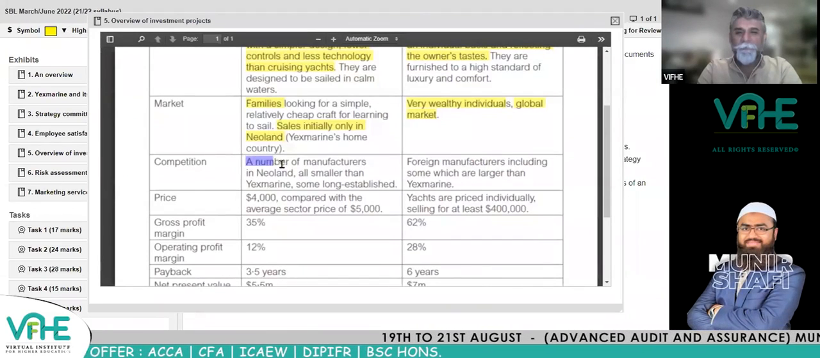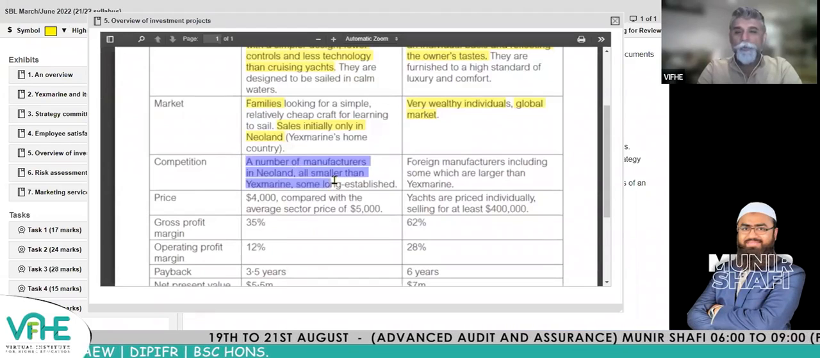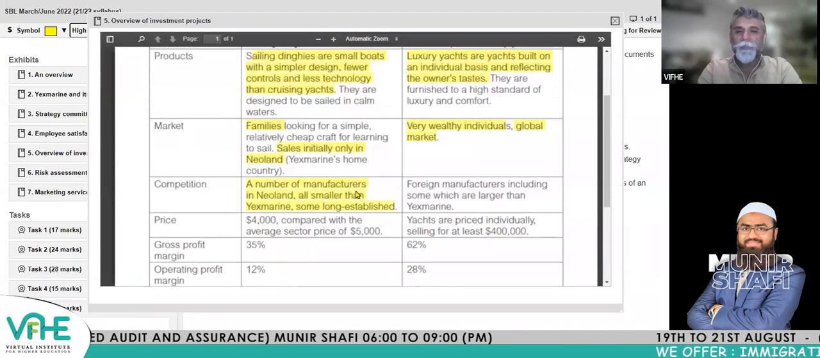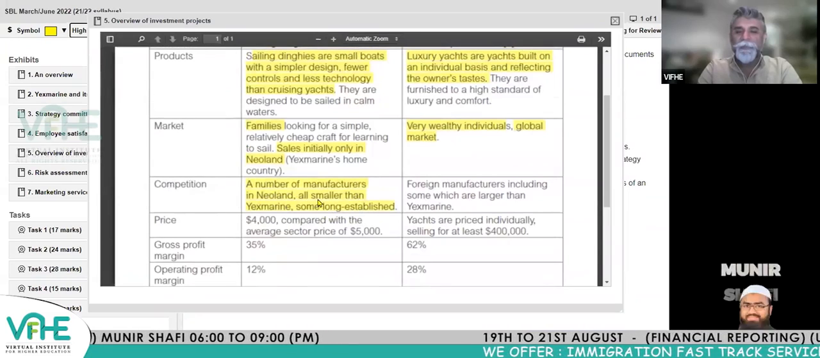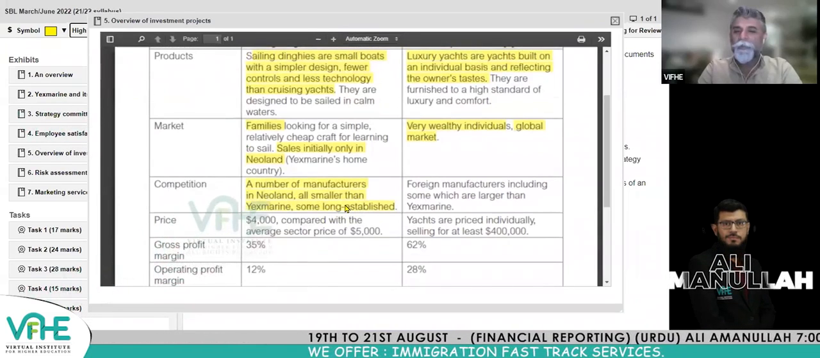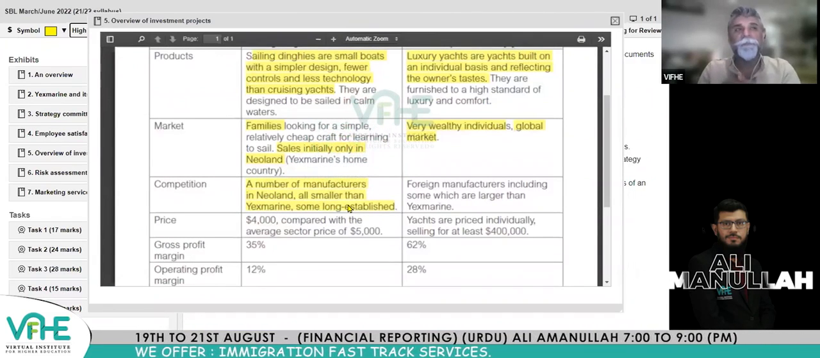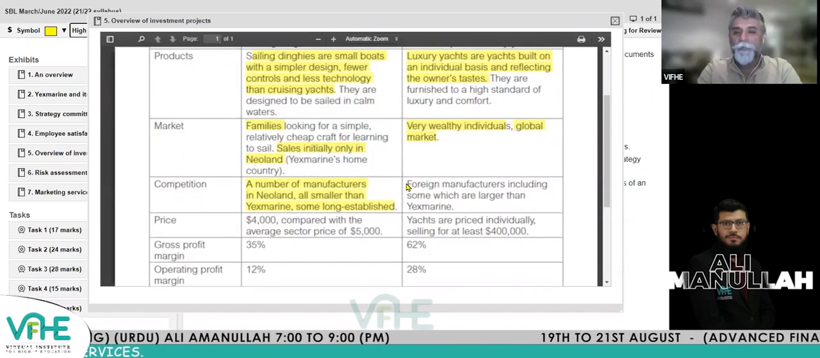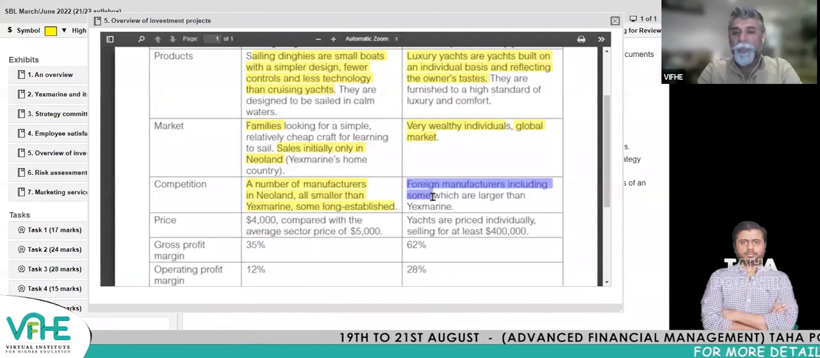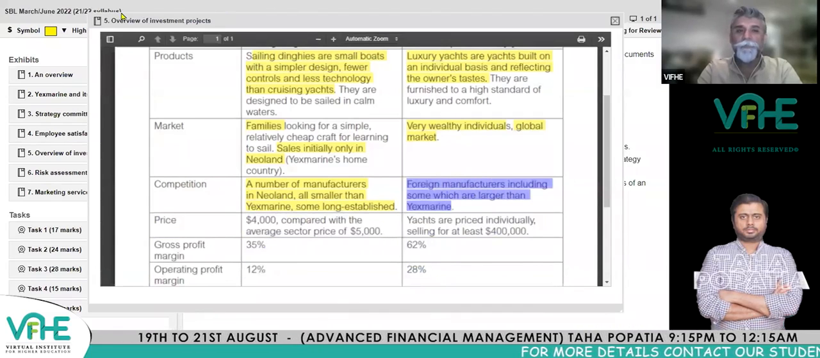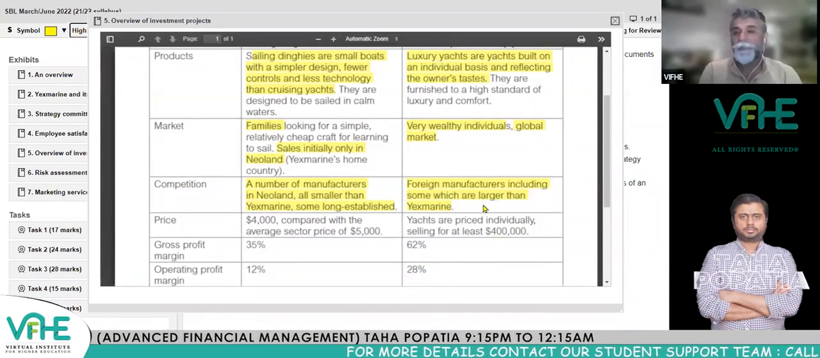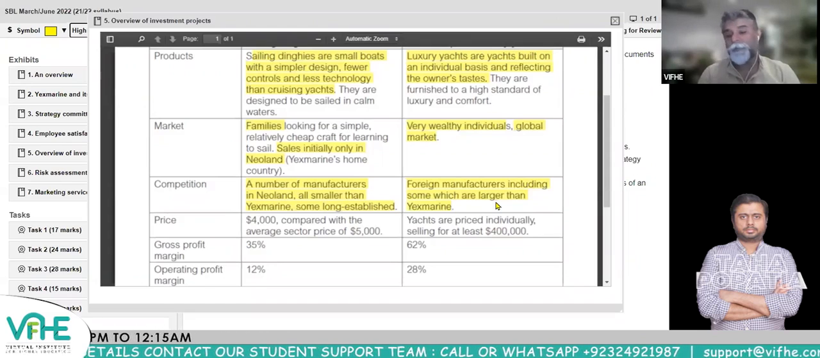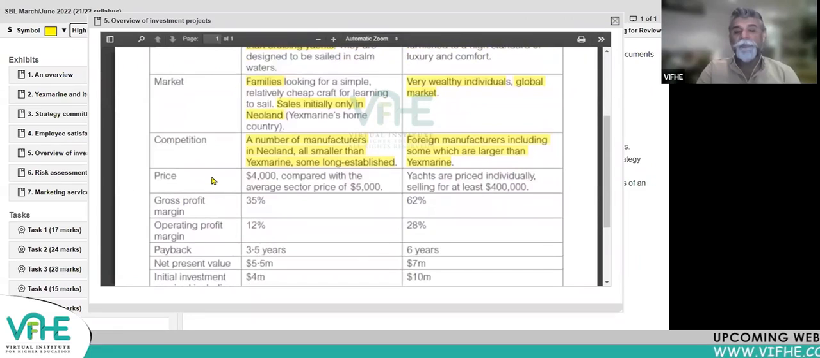So for product A, a number of manufacturers in New Land, all smaller than Yax Marine. Okay, that's good. There are already many companies manufacturing dinghies in New Land, but all of them are very small compared to us. So we might have some size advantage. That's good. What about competition in the other product? Foreign manufacturers, including some which are larger than Yax Marine. Oh, so in this product, we will be facing competition from international manufacturers, some of which are even larger than us. Interesting. Price. So what is the selling price?